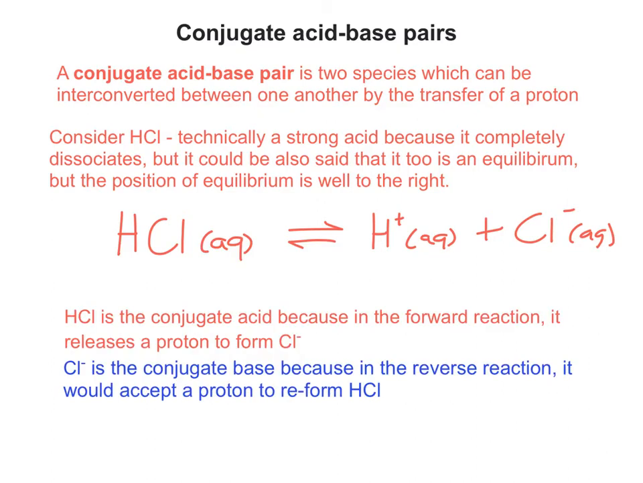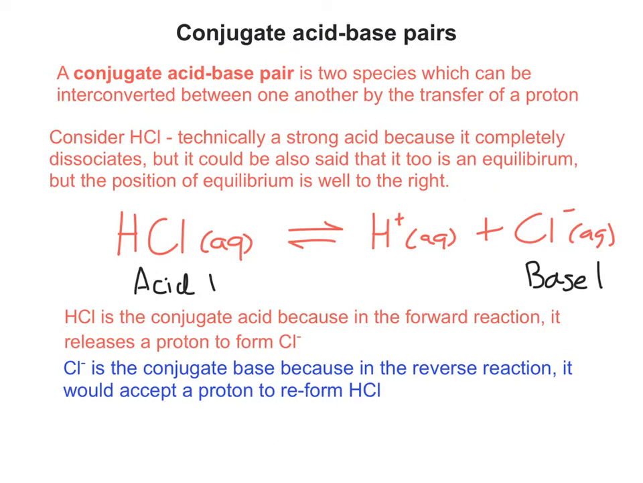So in this equilibrium, HCl is the conjugate acid because in the forward reaction it releases a proton to form Cl-. And Cl- is the conjugate base because in the reverse reaction it would accept a proton to reform HCl. So we'd call these acid 1 and base 1 because they're part of the same conjugate acid-base pair.